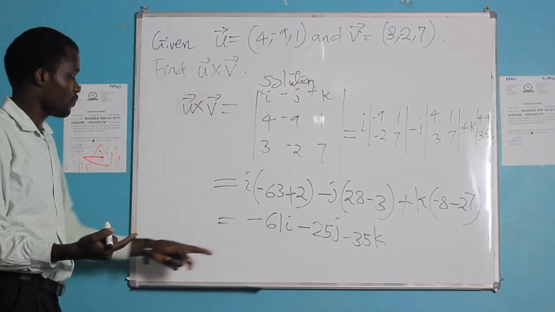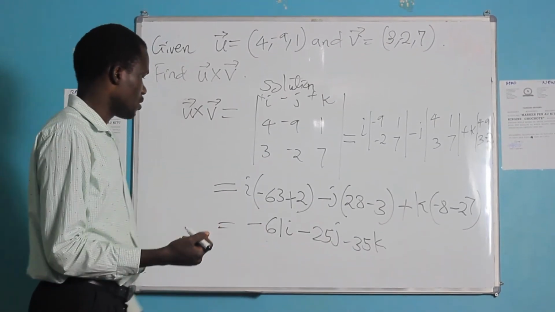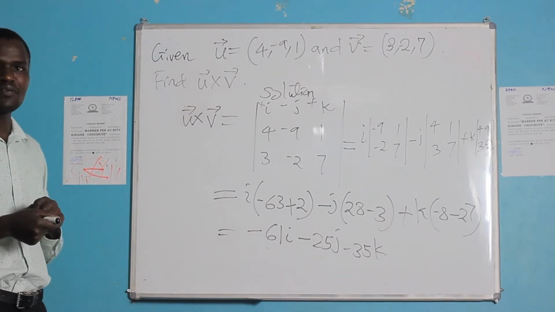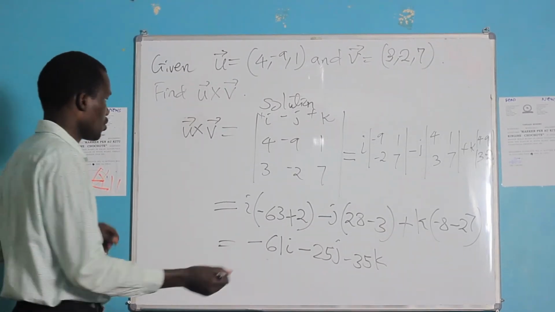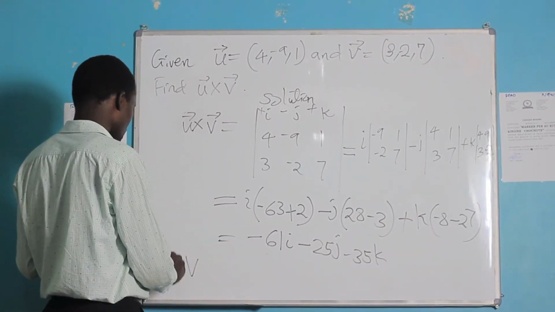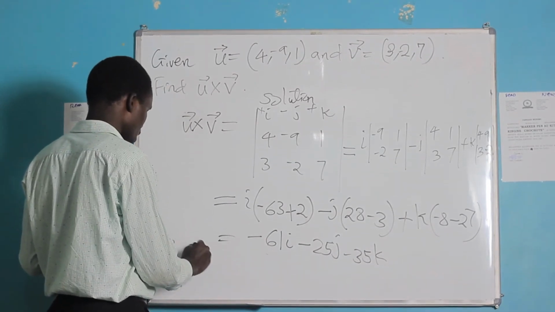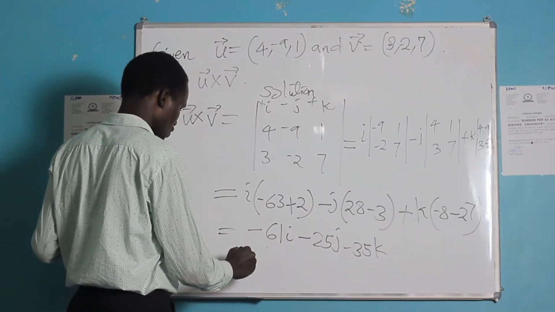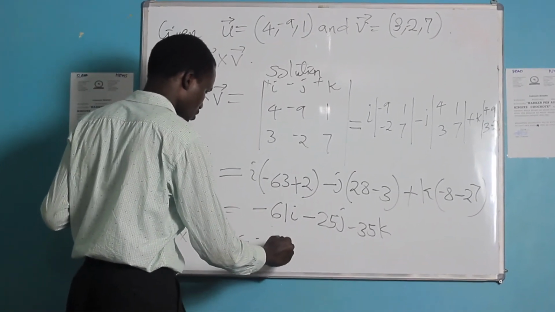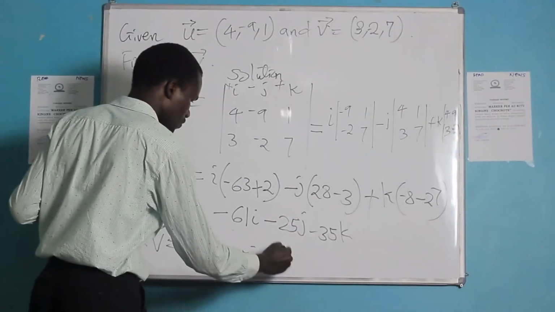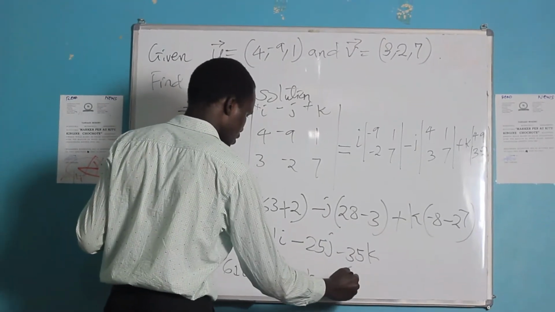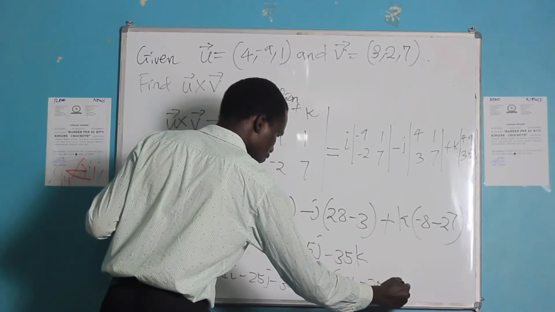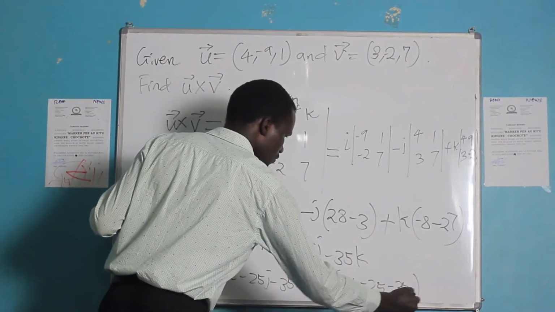And this is a vector with i, j, k, which represent those 3 different components of the vector. So the cross product between vector u and vector v is equal to -61 i, -25 j, -35 k. Simply we can write negative 61, comma negative 25, comma negative 35.